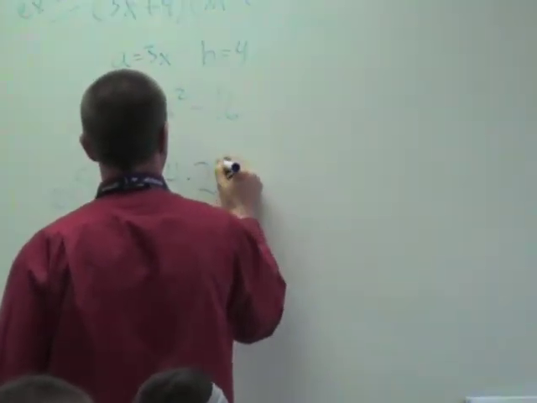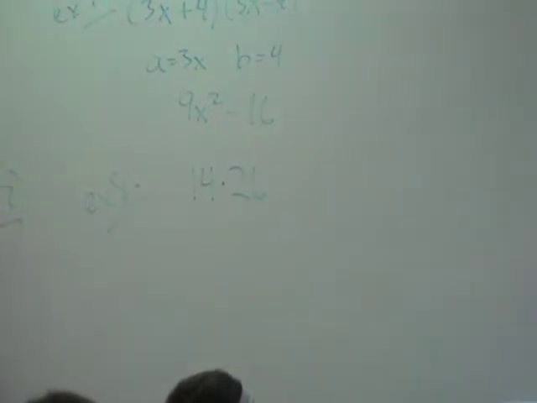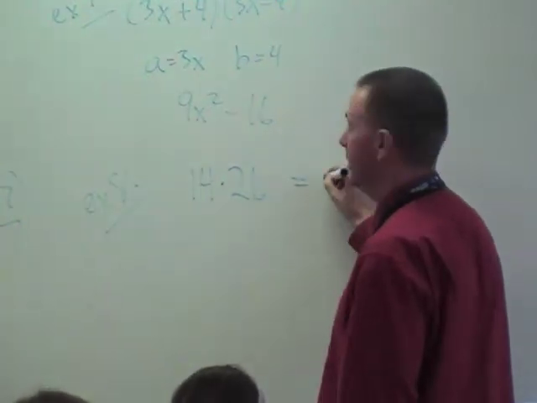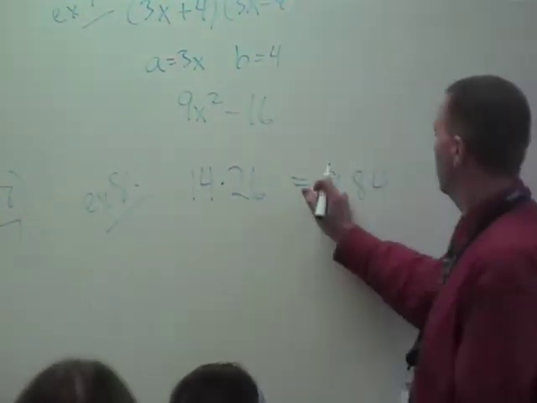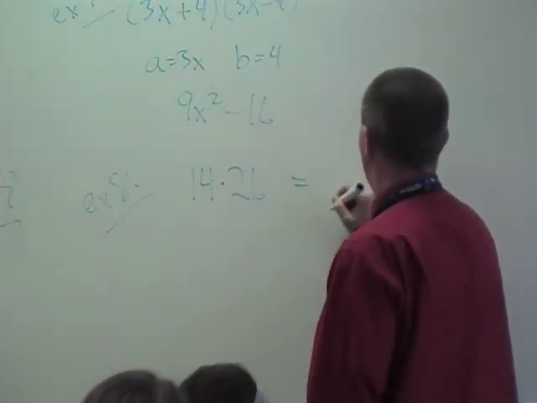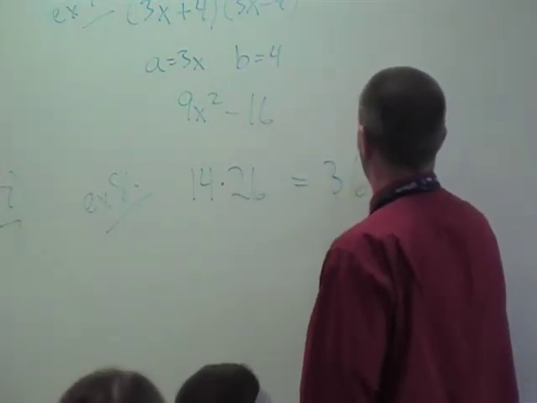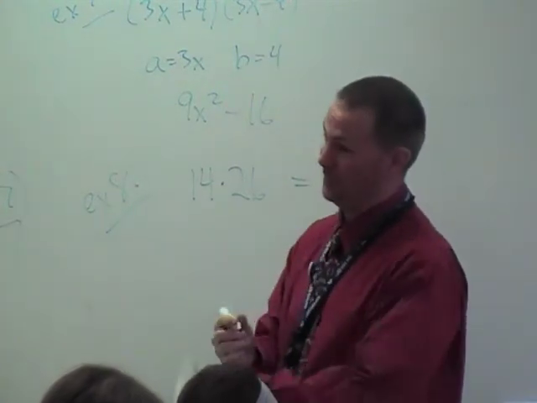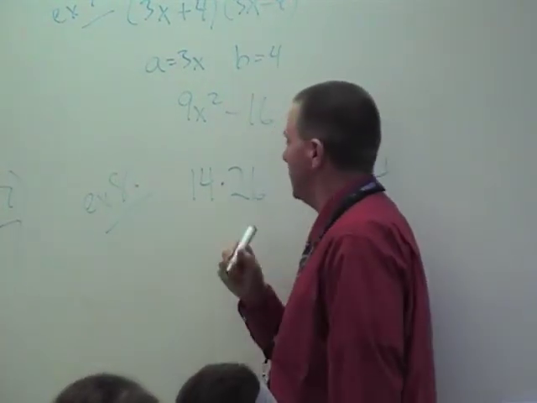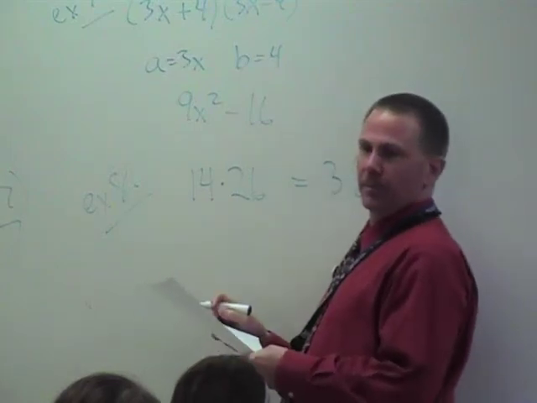14 times 26. And you say, well, I'll just use my calculator to figure that out. Somebody with a calculator tell me what the answer is. 884. Is that right, everybody? 364. Almost. Okay, don't use your calculator anymore. Maybe you need to do what I'm going to show you. 14 and 26.